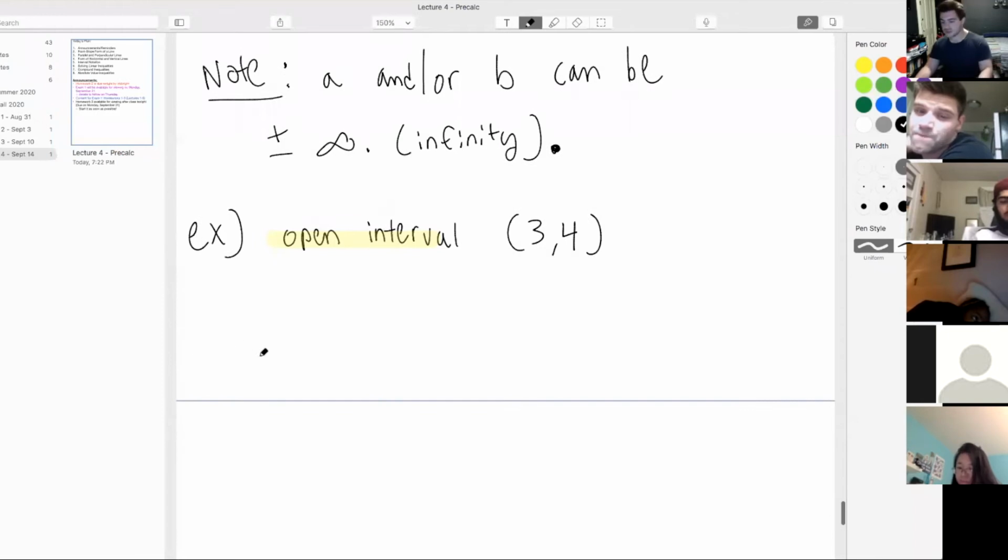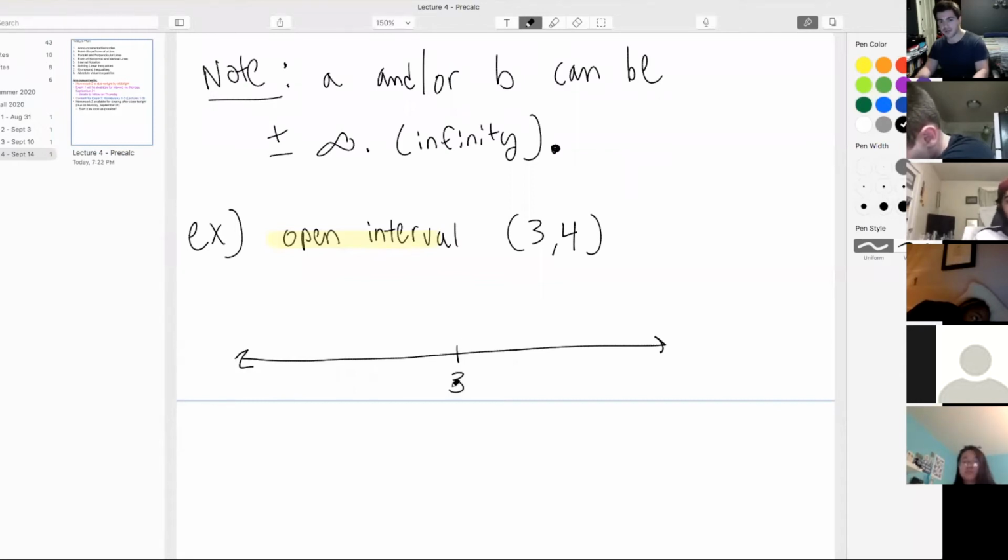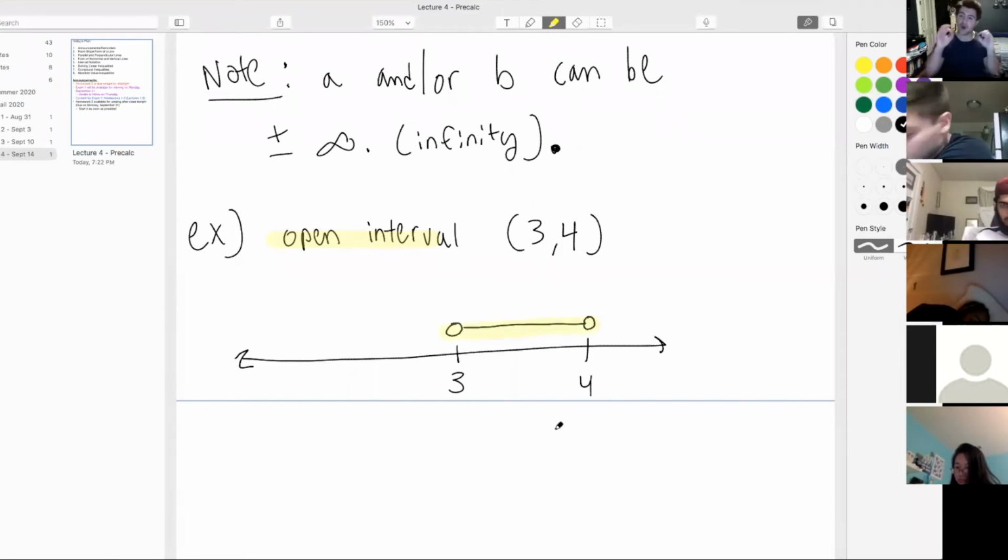Let's just look at this on a number line. Here's the real number line. I'll put 3 here. I'll put 4 here. I'll put an open bubble at 3, and I'll also put an open bubble at 4. It's all these numbers between 3 and 4, but not including 3 and 4. That's why I have open bubbles on 3 and 4.